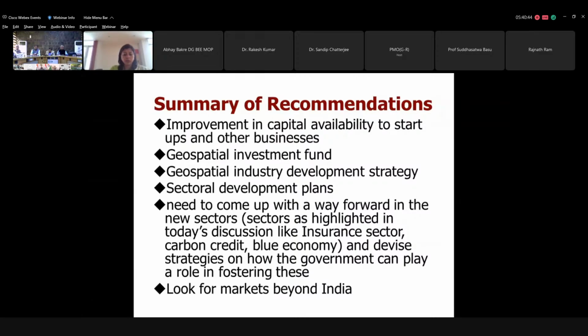important role. Also, looking for markets beyond India is one strong recommendation which came up, because geospatial data is now available for international collaborators also. So this geospatial policy would allow international players also to explore our data. So these are the recommendations that came up.